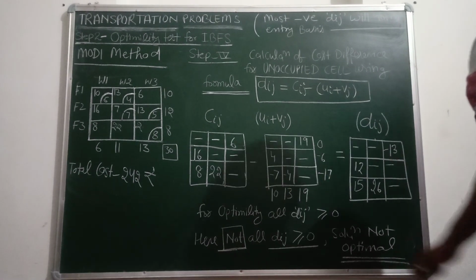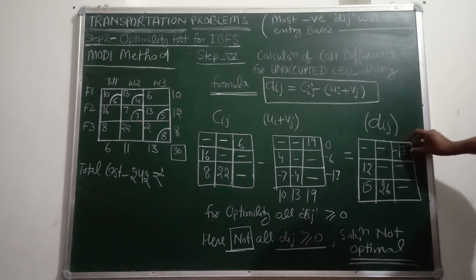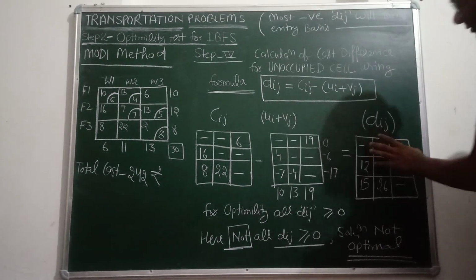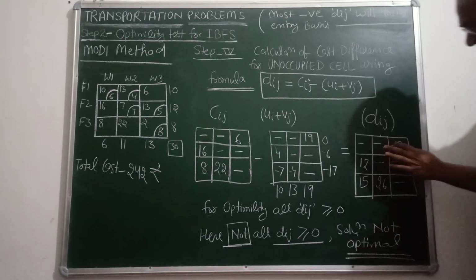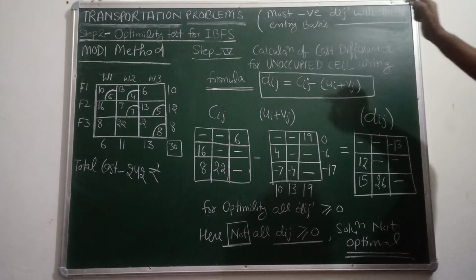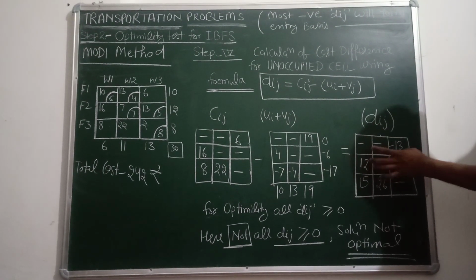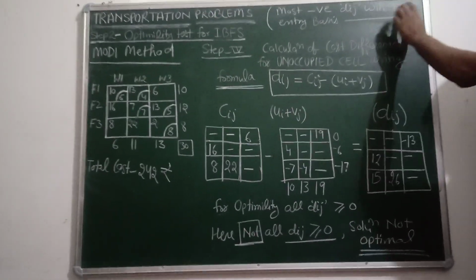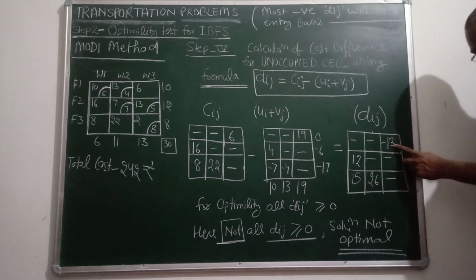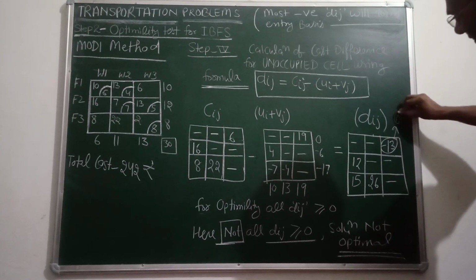Now what do we have to choose from this table so that we can use the values in the next step? If one value is negative, then choose that value to form the entry basis. But if more than one value is negative under the Dij matrix, then choose the most negative to form the entry basis. In this case only one value is negative, so this cell will form the entry basis.